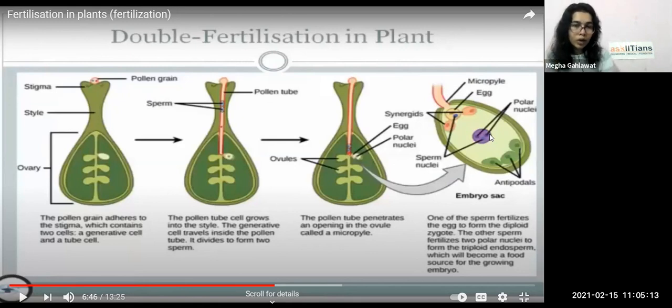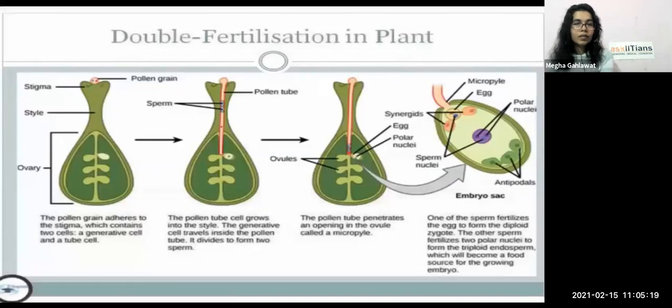Okay, now moving forward with the video. As you can see in the image, this is the double fertilization in plants. The pollen grain adheres to the stigma, and contains two cells, generative and tube cell. The pollen tube cell grows into the style. The generative cell travels inside the pollen tube and divides to form two sperm. The pollen tube penetrates an opening in the ovule called the micropyle.